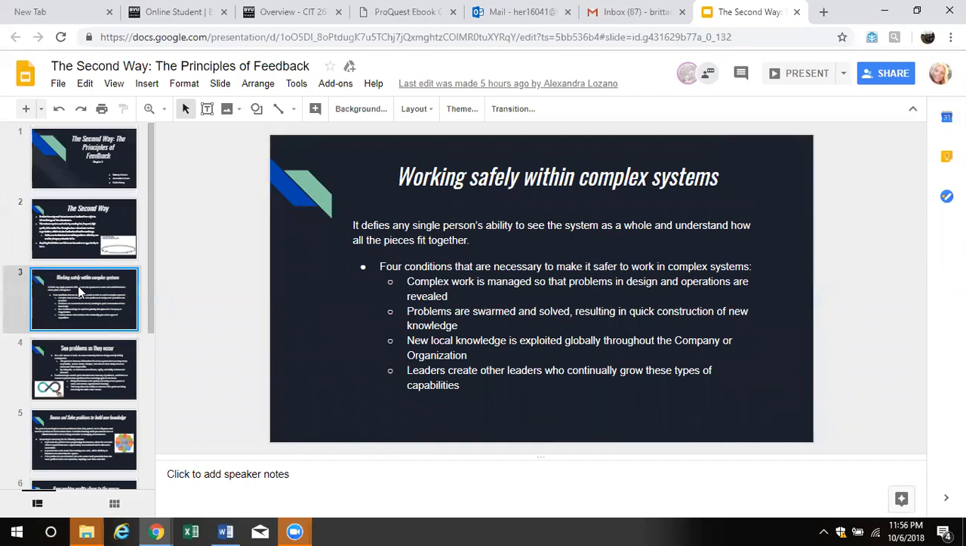Working safely within a complex system defies any single person's ability to see the system as a whole and understand how all of its pieces fit together. So like someone who's done all things with building a home, they've done the plumbing, the framing, the roofing, they get a big idea of how the house comes together. Usually though, there's a plumber, a framer, and a roofer, and they have different goals. So when they come together, they have different things and different problems. Getting these feedbacks helps people come together to create solutions to those problems.